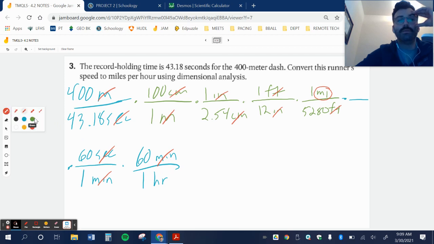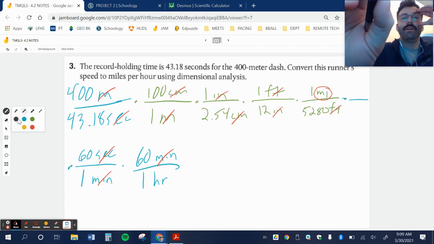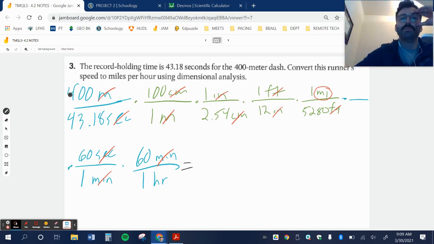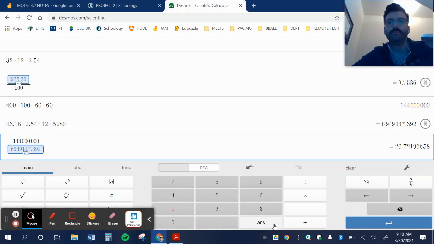So what am I multiplying here? That is where a lot of people make their mistakes, and that's where you have to be careful. You're multiplying straight across the top. 400 times 100 times 60 times 60. And then straight across the bottom. 43.18 times 2.54 times 12 times 5,280. So why don't you try and do that? This will be our last one, and then we'll pick it up with the rest of it.